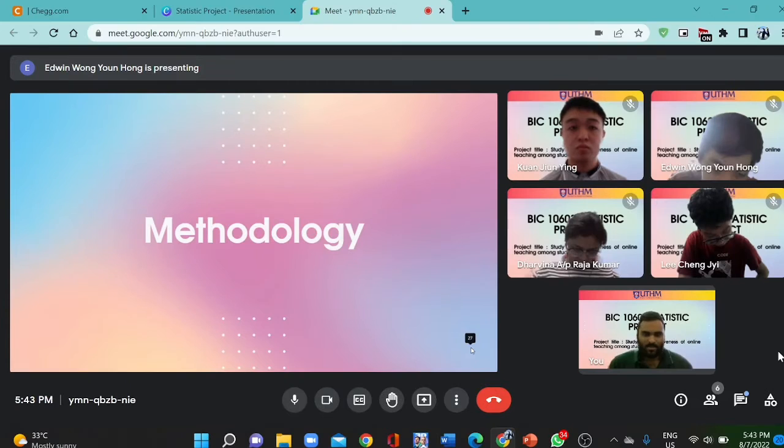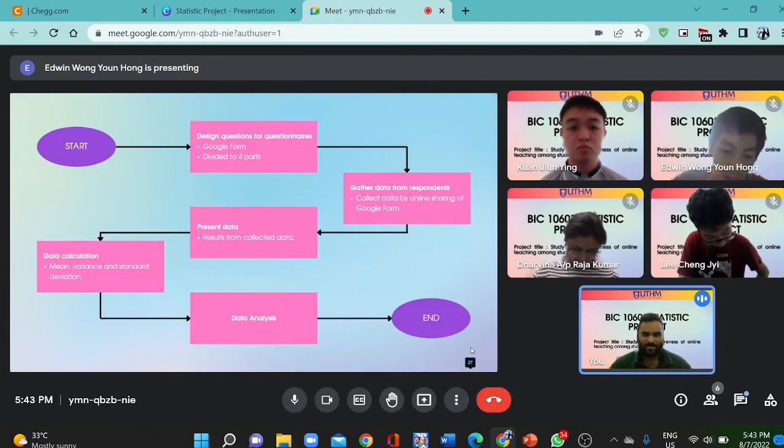Thank you. So next is the methodology part. Methodology shows us the work progress of our team, and the very first task that we did was to design questions for the questionnaire. This questionnaire was carried out in Google Form, and all the questions were divided into 4 consecutive sections. Next, we gathered data from respondents by sharing our Google Form link through WhatsApp.